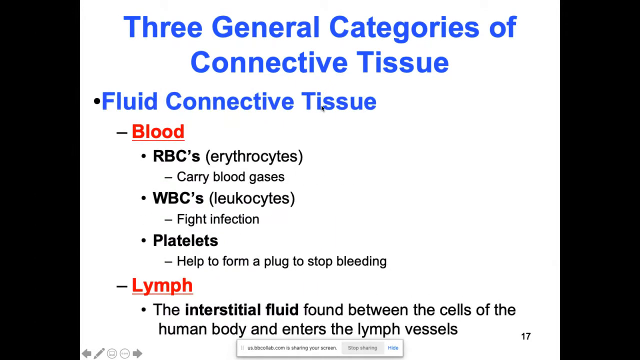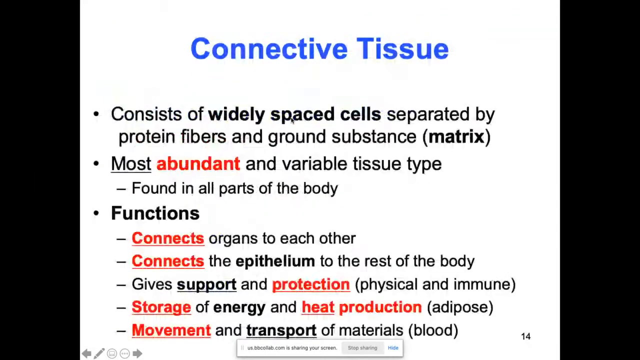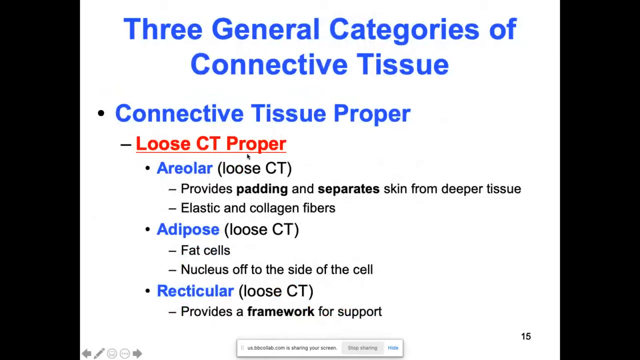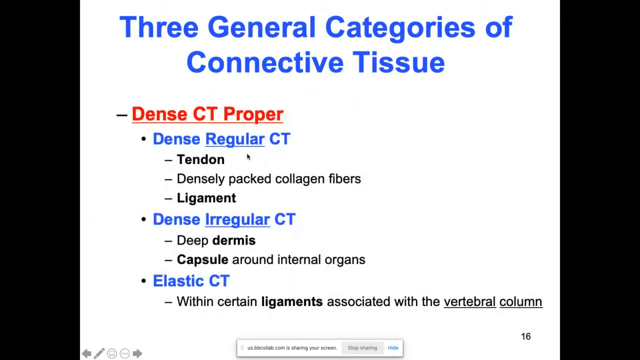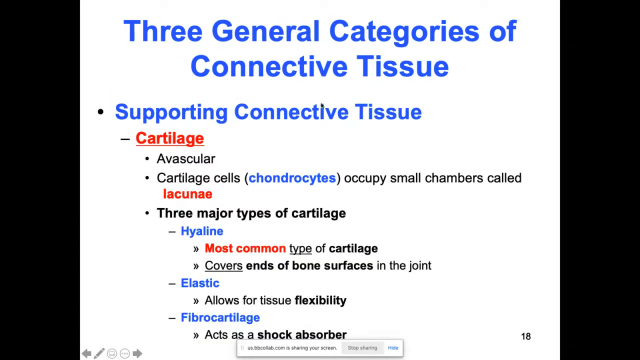Then we have fluid connective tissue. Aha! Fluid connective tissue, that's the blood that I mentioned before. Because you have red blood cells, white blood cells, and platelets. Then you have lymph. This is all fluid connective tissue. And we have supporting connective tissue. So let's go back. You have connective tissue proper, which is loose and dense connective tissue. Then you have fluid connective tissue where you have blood and lymph. And we have supporting connective tissue where you have cartilage.